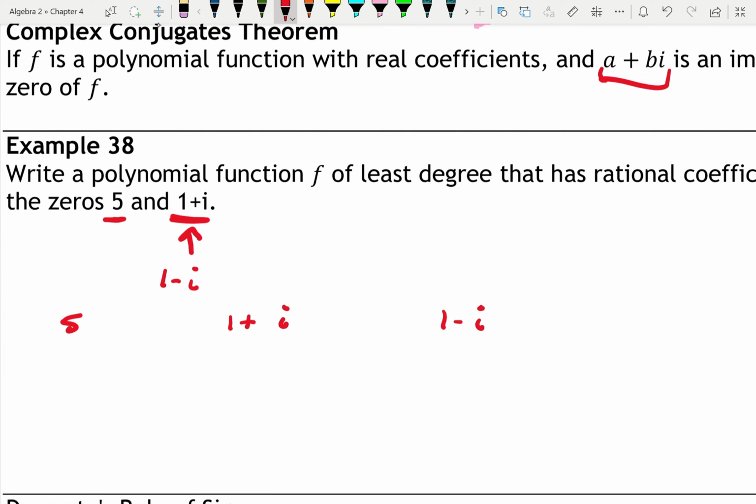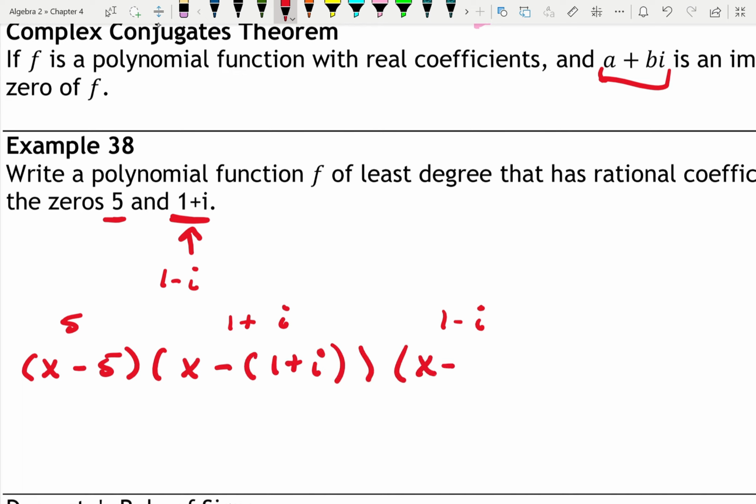As a factor, this would be x minus 5. Over here we'd have x minus 1 plus i, and then x minus 1 minus i. See how I wrote the 5 right there with a minus in front of him. 1 plus i, I had to put parentheses around him so the minus would go to both. And then 1 minus i, again, I had to use parentheses there.